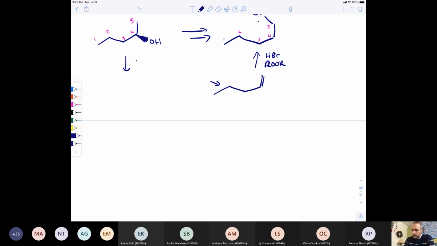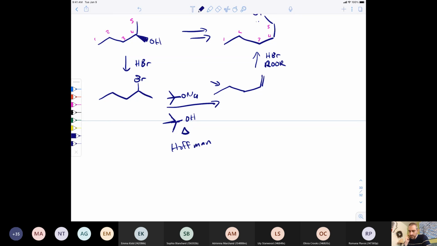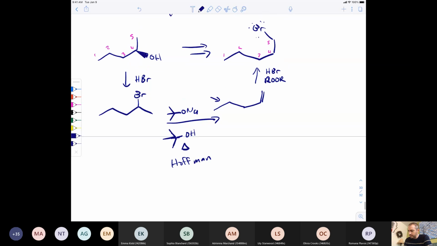So I guess one thing we could do is just use HBr, and that would give you this. And then we could do, it's kind of ugly looking there, but then we could do our Hofmann elimination. And this could give us a product going that way. So that's a nice example, I think, of a multi-step reaction that can get us there.